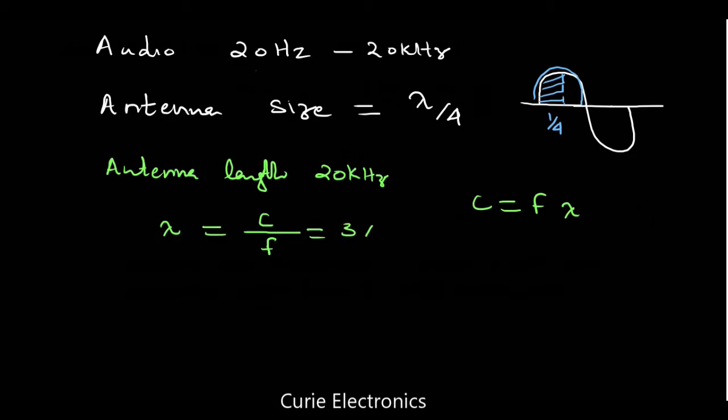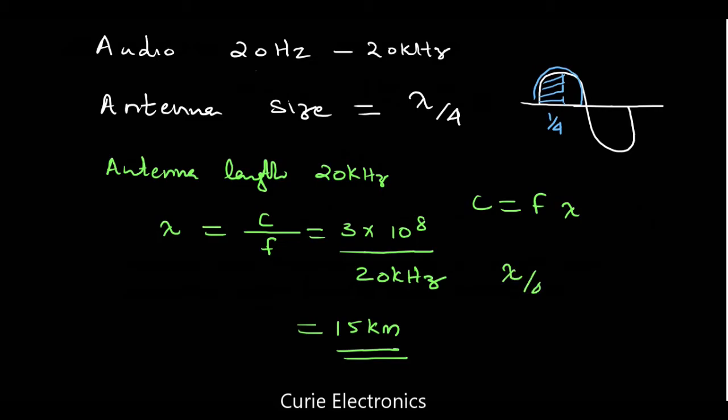The velocity of light is 3 multiplied by 10 to the power 8 meters per second, upon the frequency we are transmitting, 20 kilohertz. We are taking the maximum value of the sound. This is for the music only; the speech won't reach that. I think speech may go up to 4 kilohertz, not more than that. If we simplify this, we get 15 kilometers. So lambda is 15 kilometers. If you divide 15 by 4, lambda by 4 comes to 3.75 kilometers.